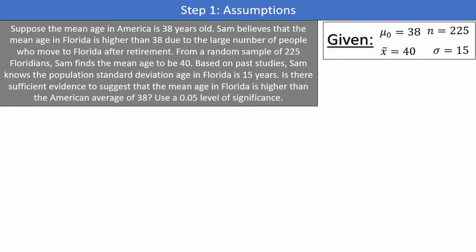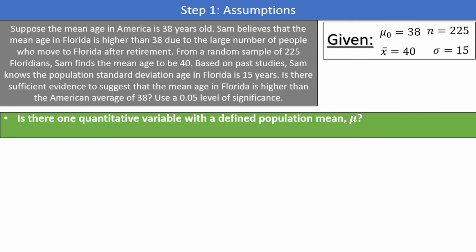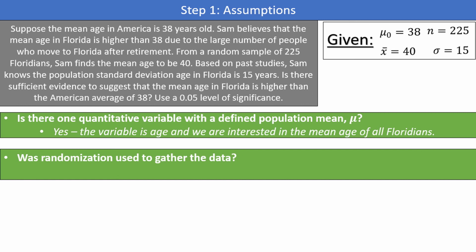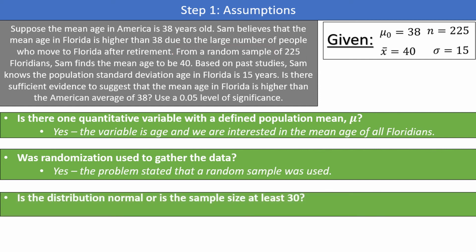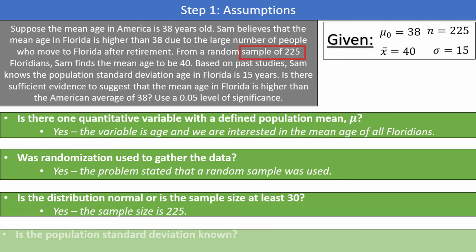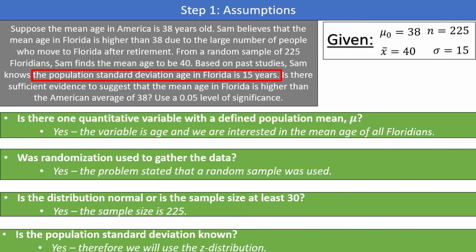Step 1. Assumptions. Is there one quantitative variable with a defined population mean? Yes, the variable is age, and we are interested in the mean age of all Floridians. Was randomization used to gather the data? Yes, the problem stated that a random sample was used. Is the distribution normal, or is the sample size at least 30? The sample size is 225, ensuring that the central limit theorem will apply, and the distribution of x bar will be approximately normal. Is the population standard deviation known? Yes, and therefore we will use the z-distribution.